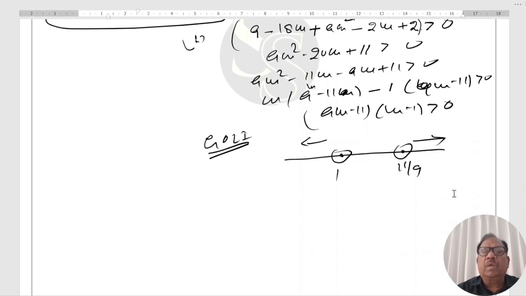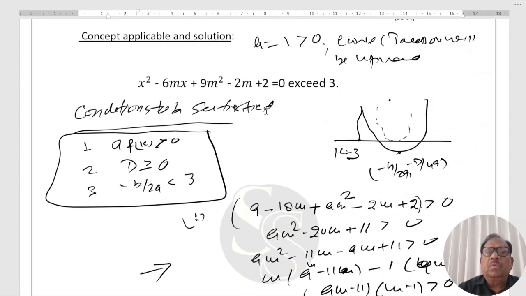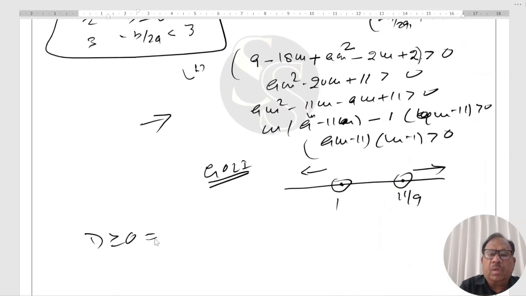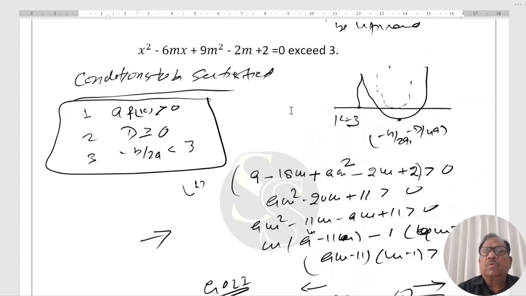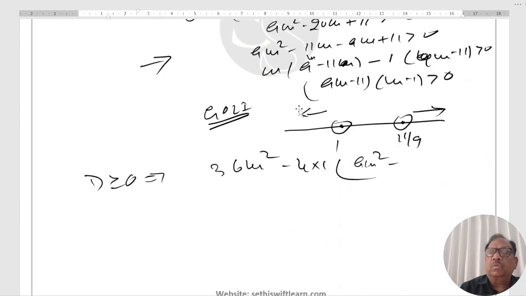Second is d should be greater than equal to 0. B square is 6m. So 36m square minus 4 into 1 into C. 9m square minus 2m plus 2. 9m square minus 2m plus 2 should be greater than equal to 0.